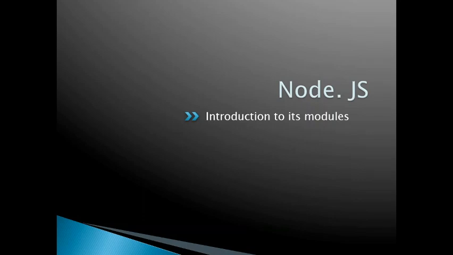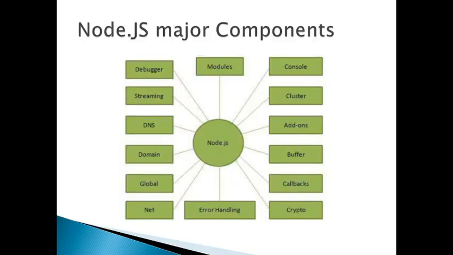Node.js application is actually a modular application. It consists of multiple modules. It uses the debugger, the console, the cluster, add-ons, buffers, callbacks, crypto, error handling, net, global, domain, DNS, streaming, debuggers. But mostly you will be dealing with these modules. These are all the components of the Node.js module.